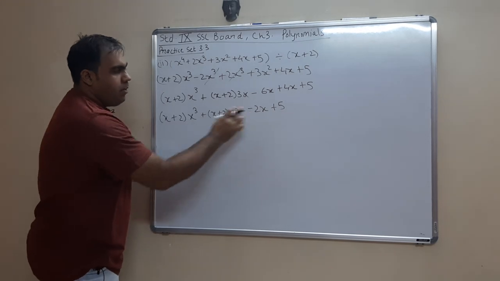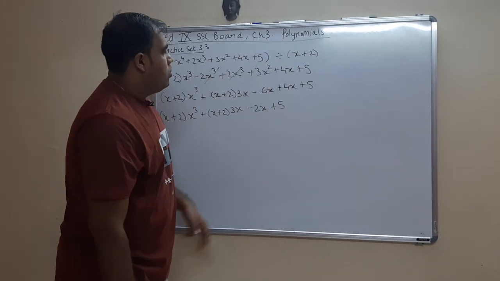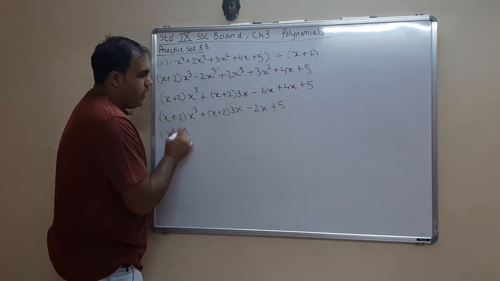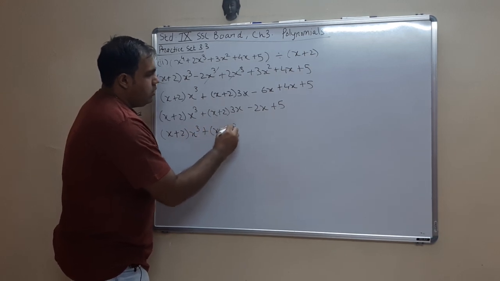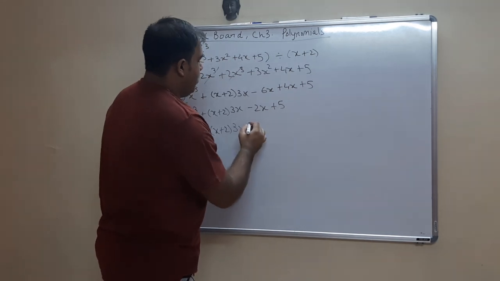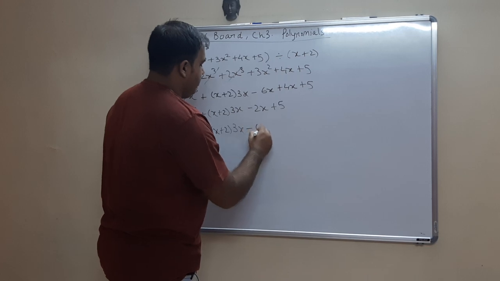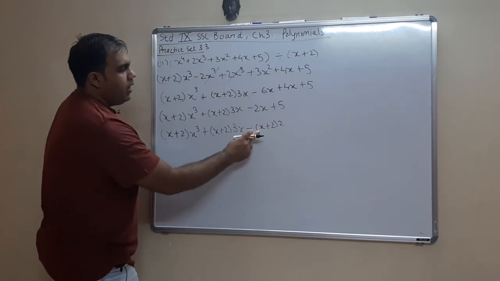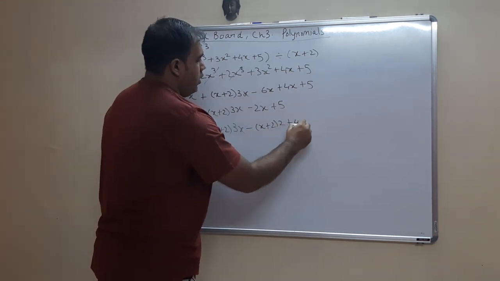So now only for minus 2x, how can I write it in the form of x plus 2? So if I just multiply by minus 2, it will work. So let's do that. Up to here it is the same, x plus 2 into x cube plus x plus 2 into 3x, and then here I'll do minus x plus 2 into 2. So it will become minus 2x minus 4, and we'll have to do plus 4 plus 5.